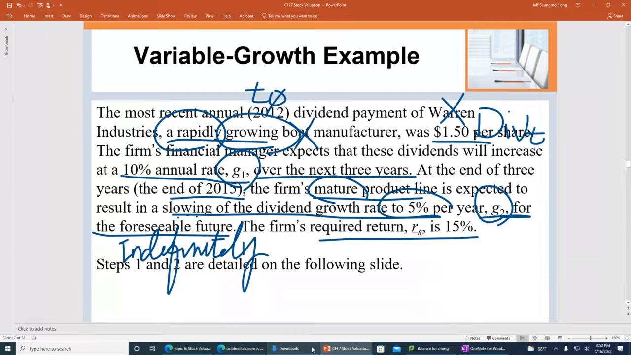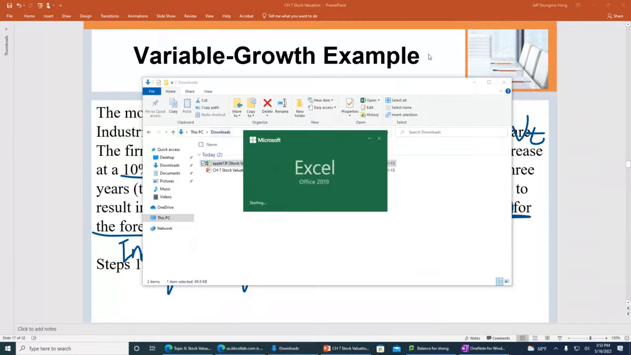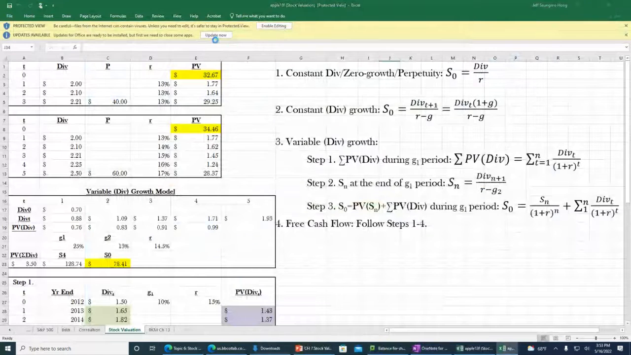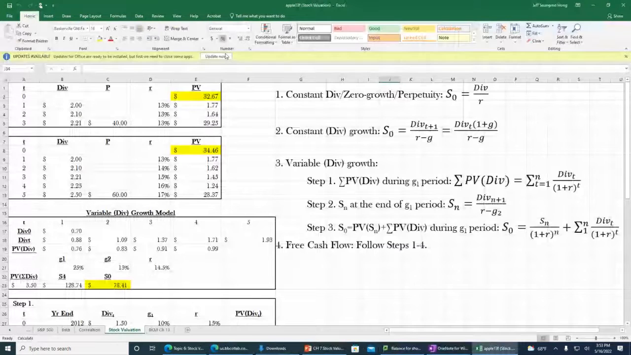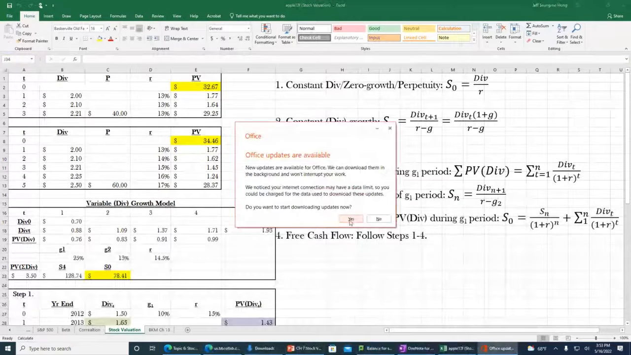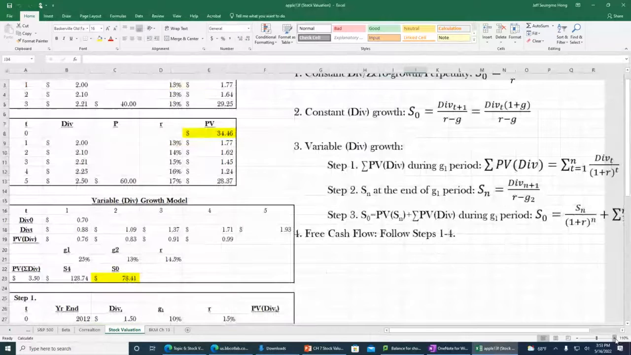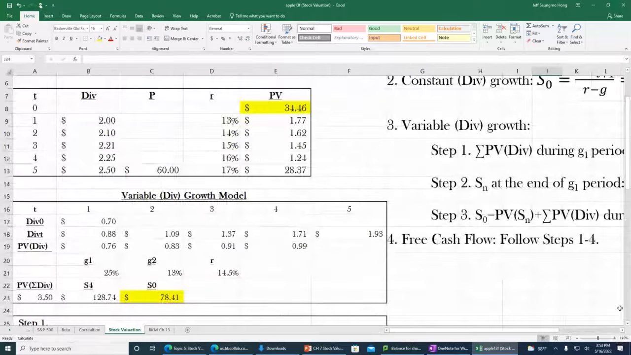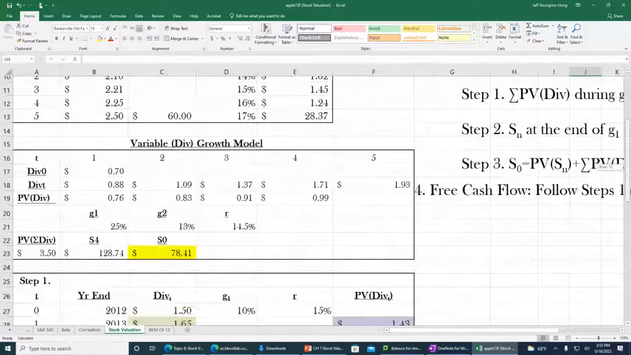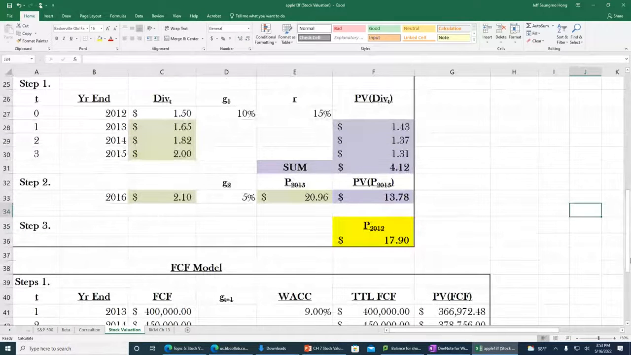So I downloaded this file. You need to also open that file. And in that file, okay, so here, this is what I did.